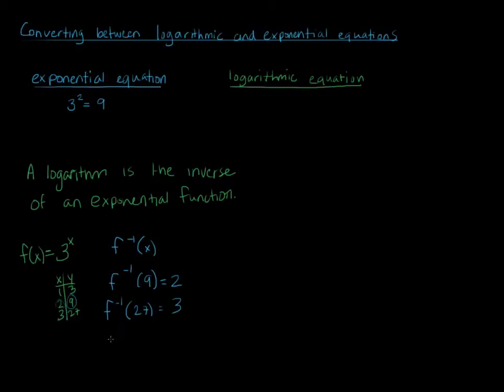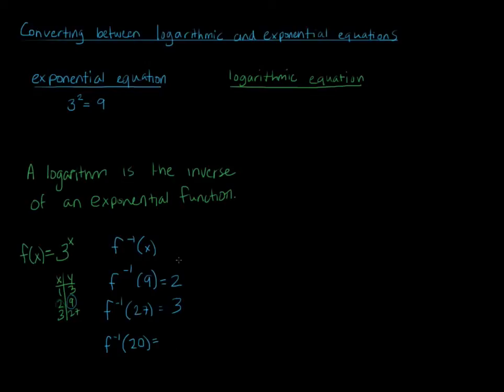But what if I asked you what is f inverse of 20? Something between 2 and 3, right? It's between these two, but we don't really know what it is. So the logarithm is an attempt to answer that question, or it is the solution to that. A logarithmic equation is the inverse function of an exponential function. That's why we use logarithms, and they allow us to find the exact answer.